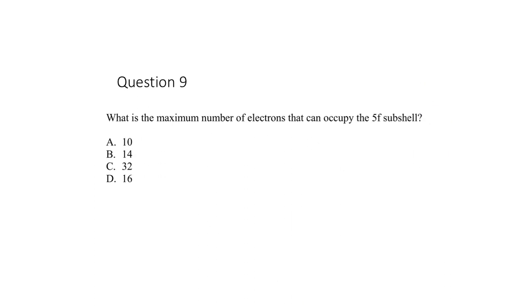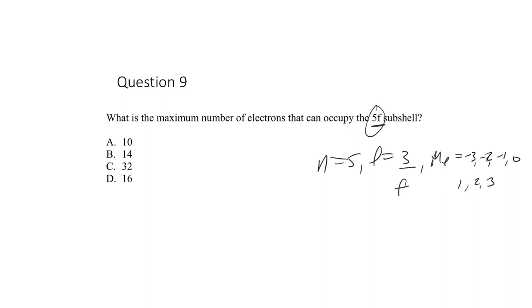What is the maximum number of electrons that can occupy the 5F subshell? The 5F subshell is n equals 5, L is 3, that's what F is. And then the M sub L range is minus 3, minus 2, minus 1, 0, 1, 2, 3. So that's 7. So I get 7 orbitals that occupy the 5F subshell, 2 electrons each, so that's 14.